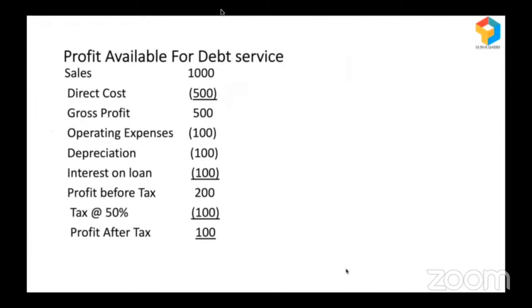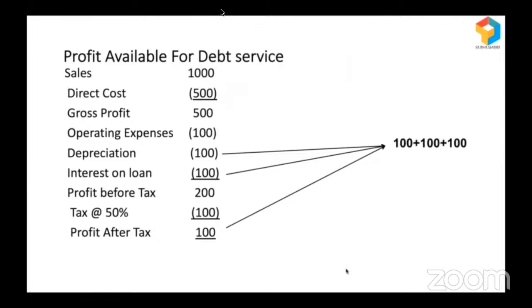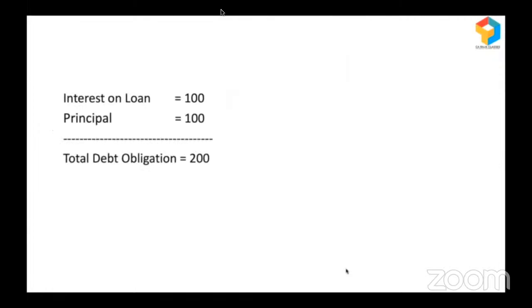Now listen. For computing the debt service coverage ratio, what do we have to do? We have to take profit after tax. With that, we have to add back depreciation and interest on loan. In this case, there is no dividend, so we are starting with profit after tax. So 100 plus 100 plus 100, 300. This becomes the cash profit. This cash profit has to be compared with the repayment obligation, which is basically interest on loan of 100, which we have seen, plus principal, which I am giving you as 100. So what is the total obligation? 200. What is the cash profit? 300.